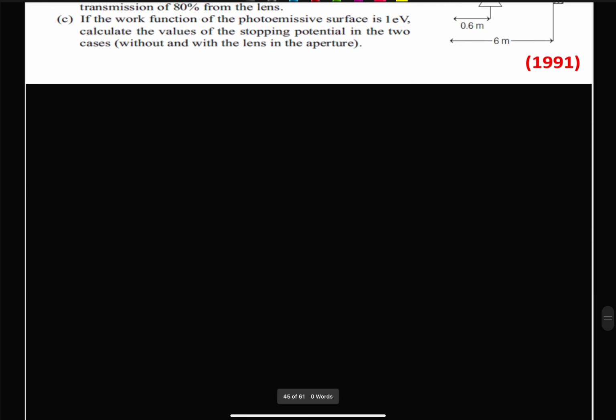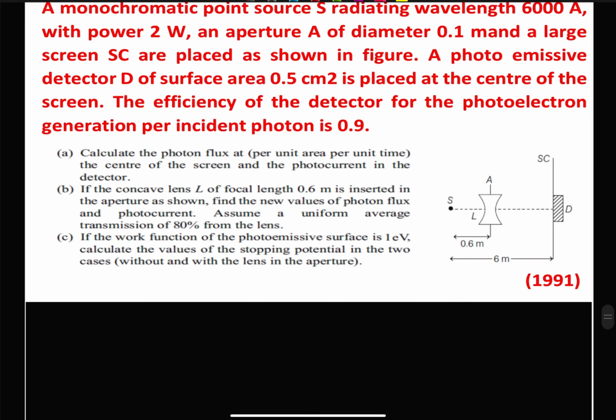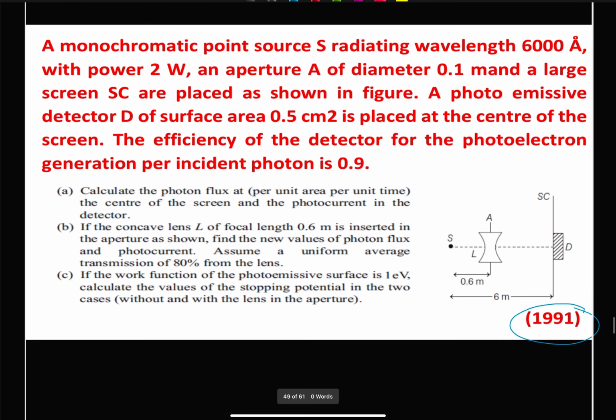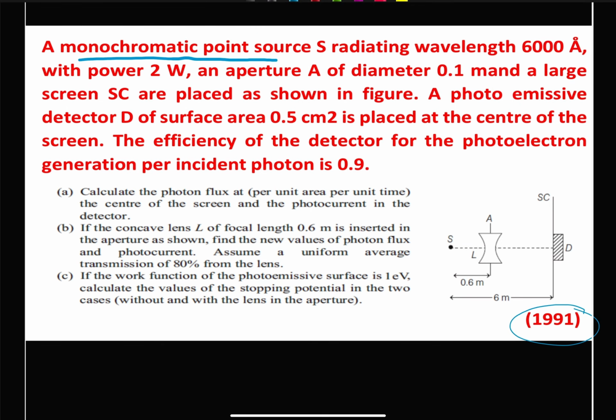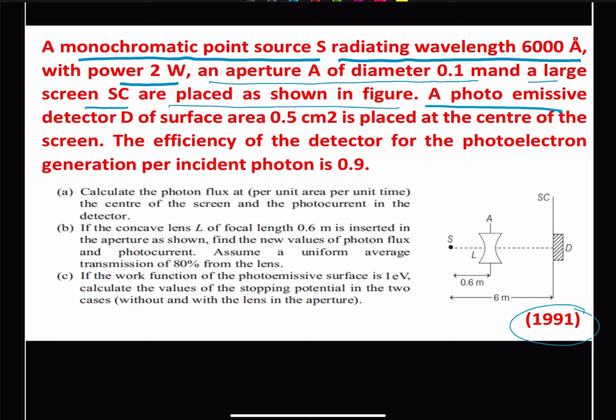Next question. It was asked in the year 1991, and it states that a monochromatic point source S, radiating wavelength 6000 angstrom with a power 2 watt, aperture A of diameter 0.8 meter, and a large screen SC are placed as shown in the figure. A photoemissive detector D of surface area 0.5 centimeter square is placed at the center of the screen. The efficiency of the detector for the photoelectron generation per incident photon is 0.9.